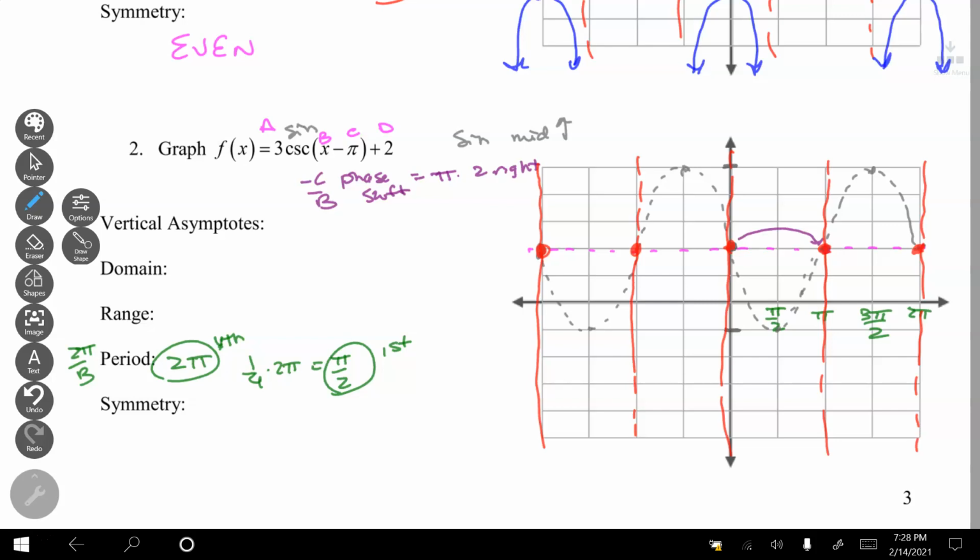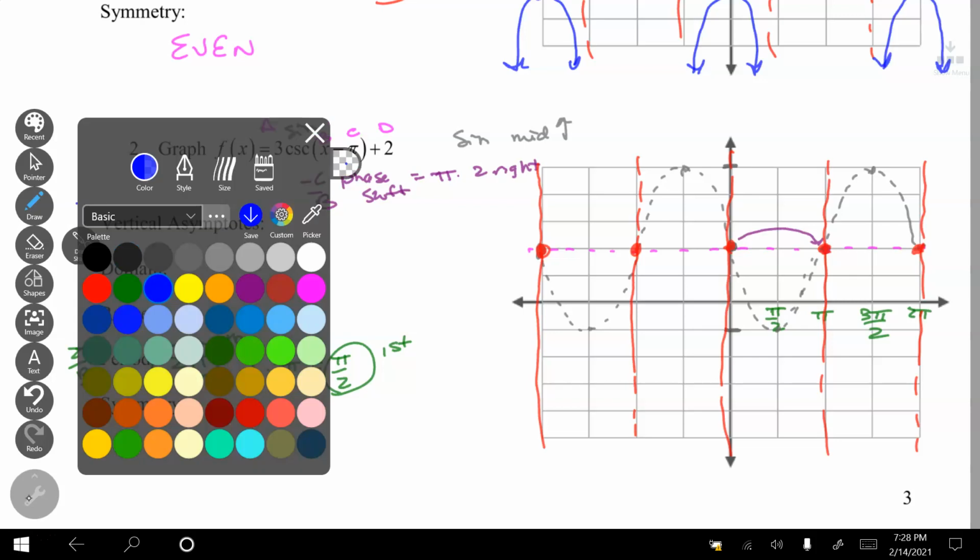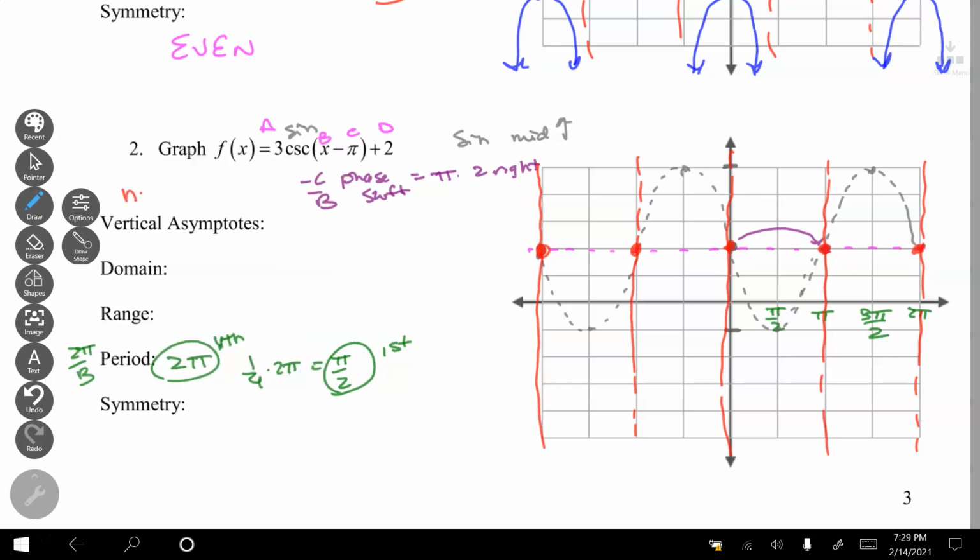Okay, and I know I'm going to go off the graph a little bit, but it doesn't really matter. Well, let me do the VAs. I'm always going to do n times the first tick mark. In this case, n times the first tick mark is pi over 2. And I notice it's in the middle. It's 2 squares away. It's 4 squares away. That is an even number of squares.